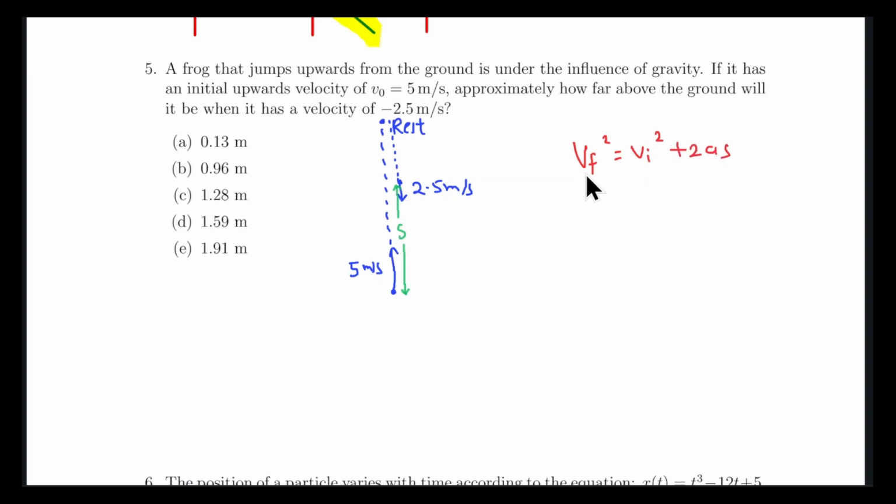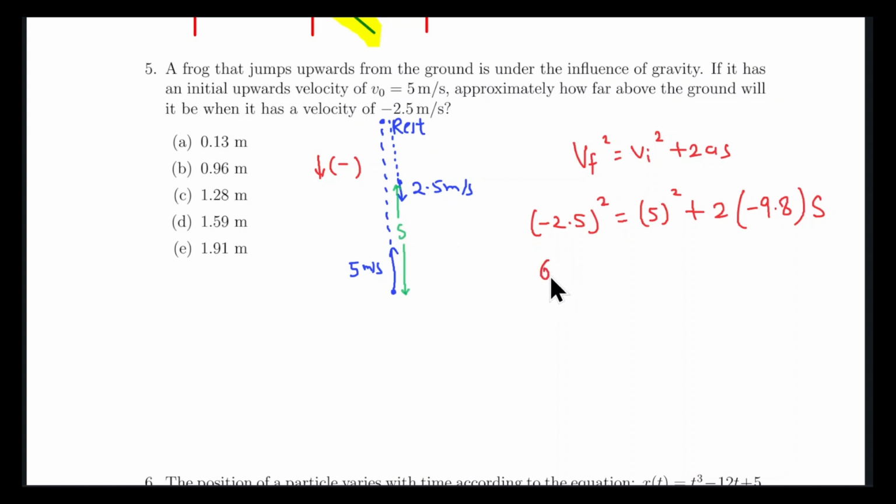plus 2as, because v final is minus 2.5, v initial is 5, acceleration is negative g, because I'm taking downward direction as a negative one. So g is, I don't know, maybe take negative 9.8 or 10. Let's take negative 9.8 and see how the options look like. So, let's solve this up.